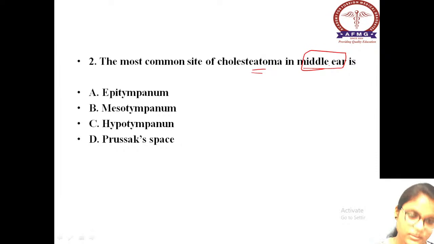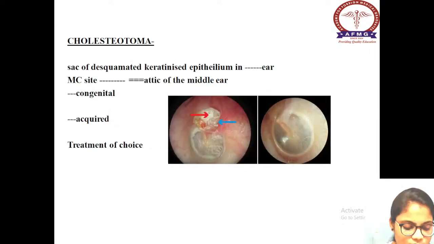And this goes to option D, Prussak space, right? Yes, right, Snehashish. The answer is D, Prussak space. So how would it be the answer? Why is there not a possibility of epitympanum, mesotympanum and all? Because it's a direct question and the direct answer is Prussak space. So no detail about cholesteatoma.